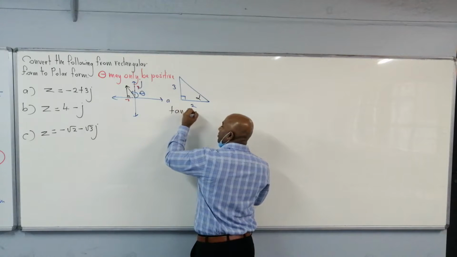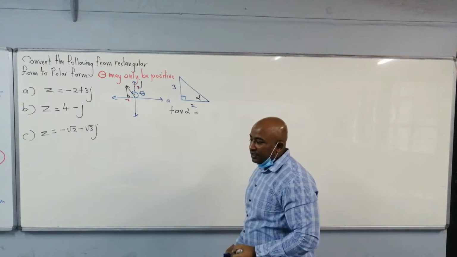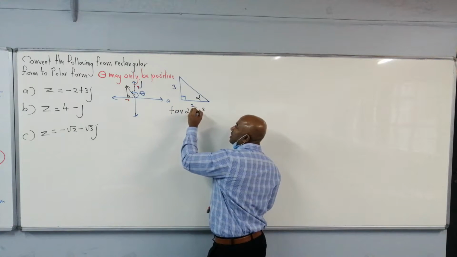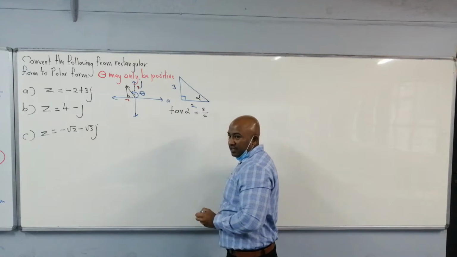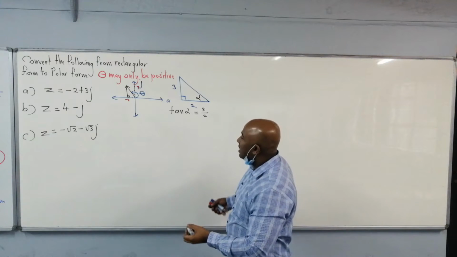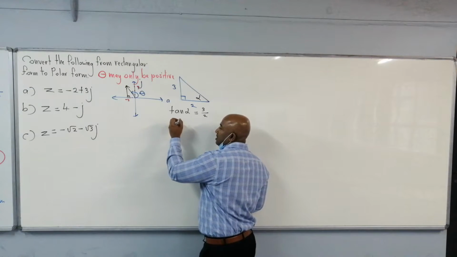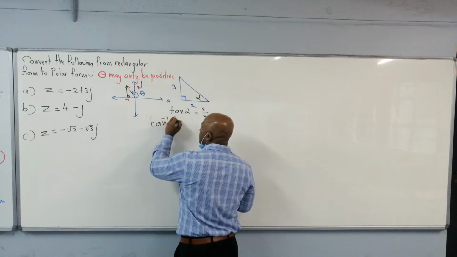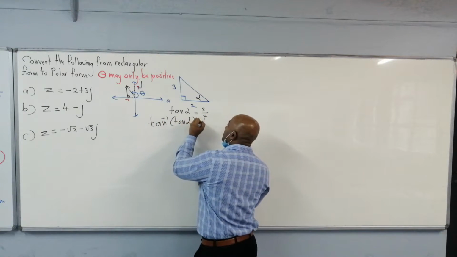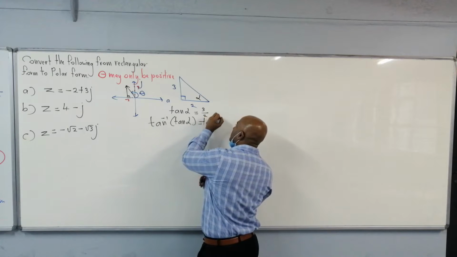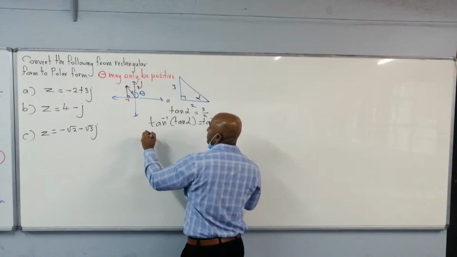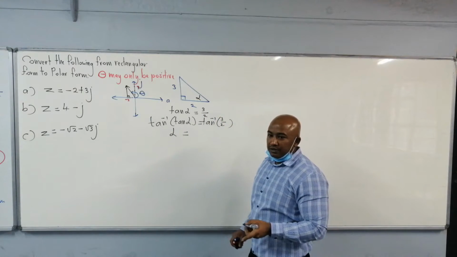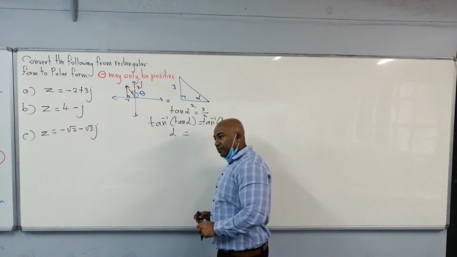Okay. So here, if I go tan of alpha, tan is equal to opposite over adjacent. So there's my opposite, and there's my adjacent. So I will work out this angle. I'm going to go inverse tan of both sides. So alpha is equal to inverse tan 3 over 2.